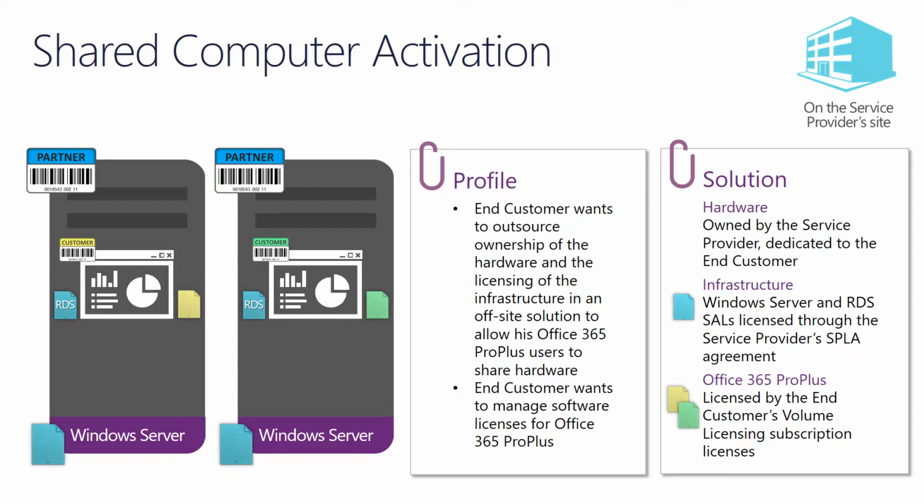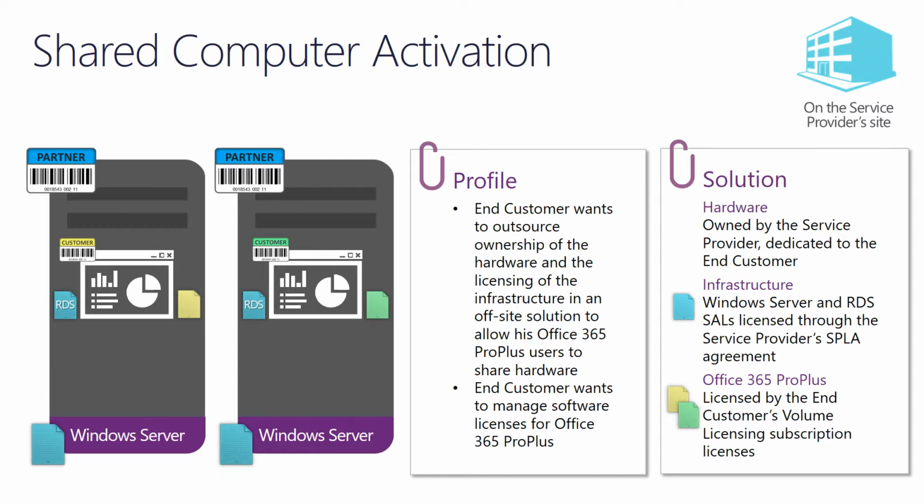So what other licenses are involved here? Well, you can see the service provider has used SPLA to license the physical servers from an infrastructure perspective, and he'll also use SPLA to report RDS SALs for all of the users who need access to the managed server in the end customer. And the Office 365 Pro Plus licenses? Well, it doesn't actually matter how the end customer acquired these licenses. Here we're seeing them as being purchased through their existing volume licensing agreement, but they could also have been purchased through a CSP partner, for example.